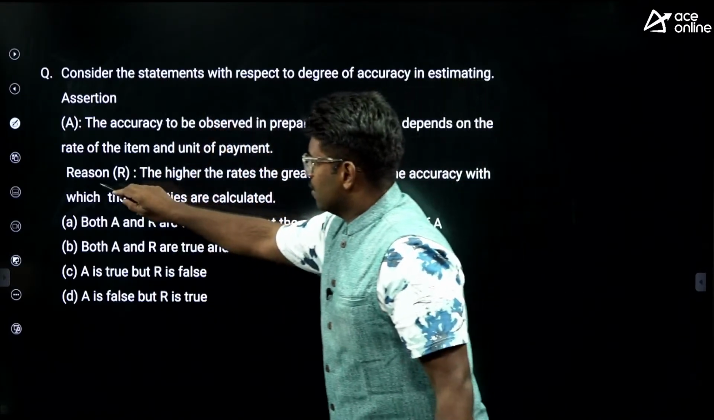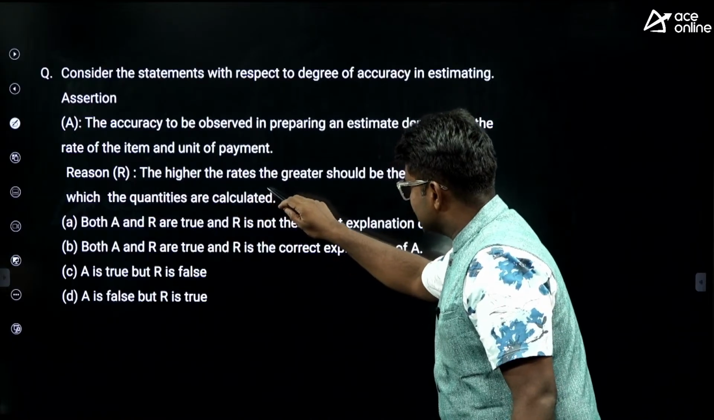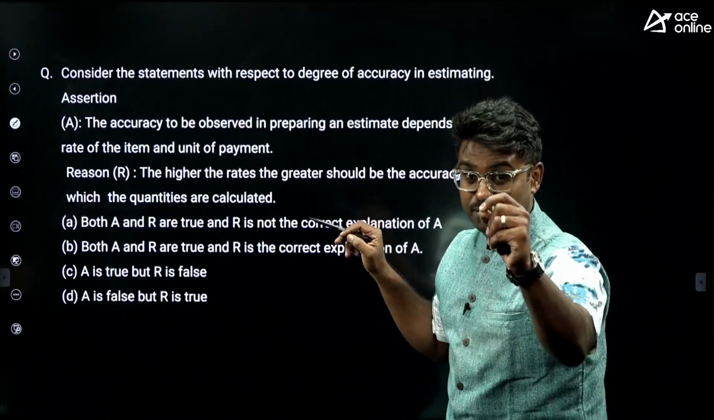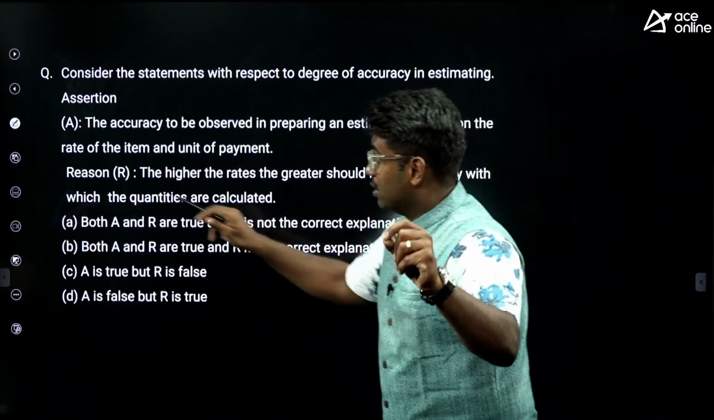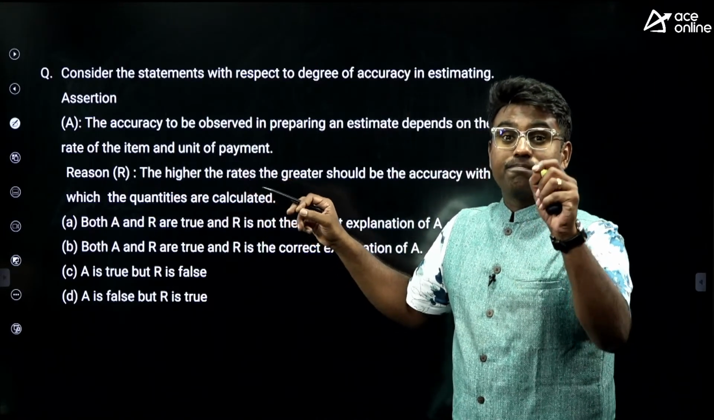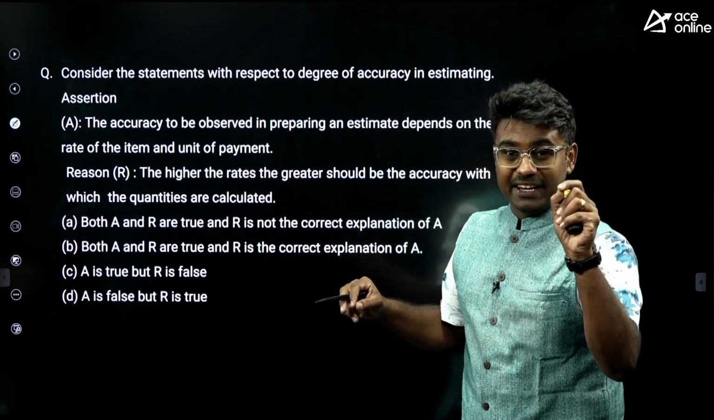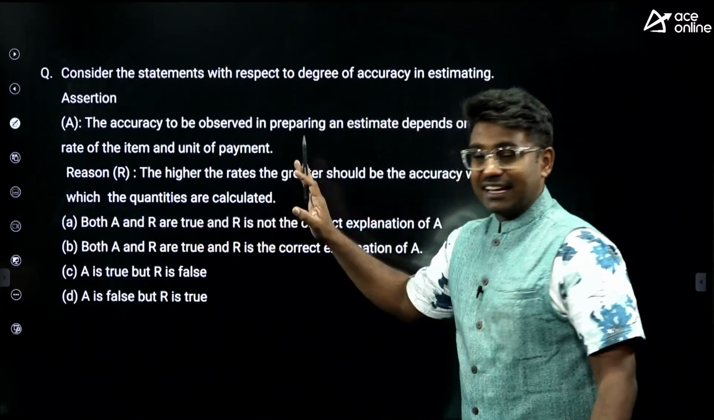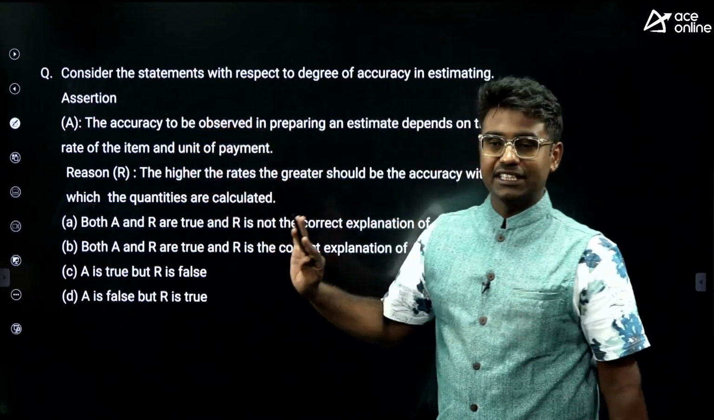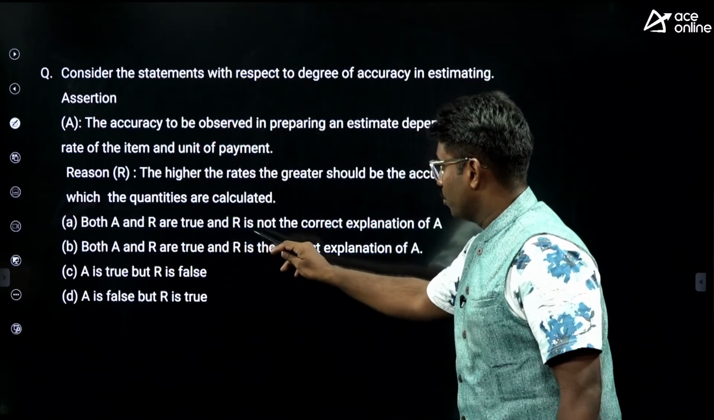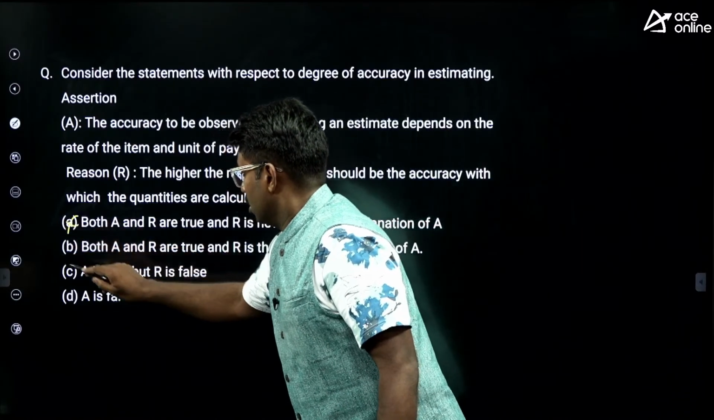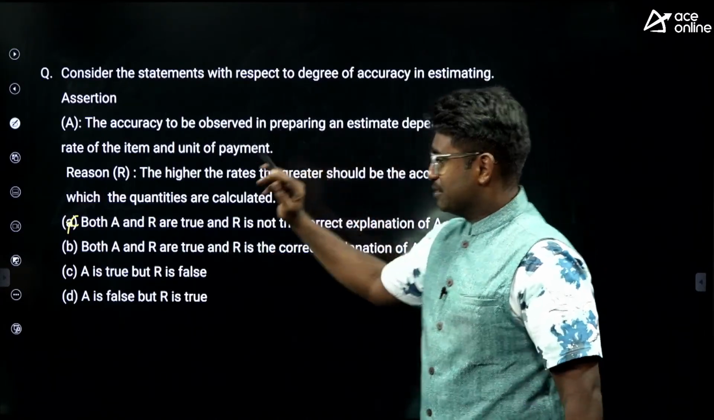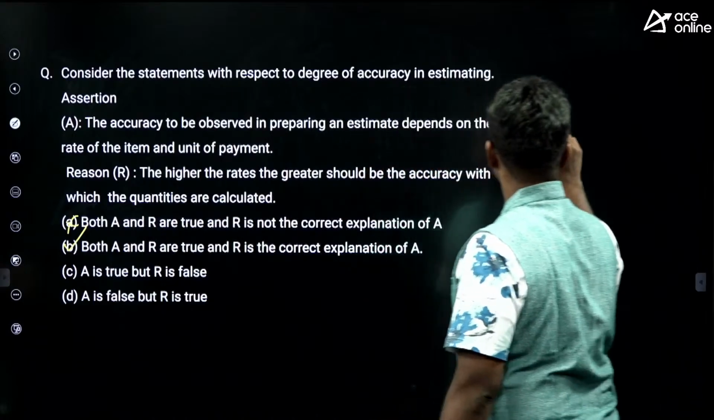This is right. The reason is, the higher the rates, the greater should be the accuracy. As I've told you, accuracy has to be maintained per rate of item and unit of payment. Accuracy has to be maintained depending on the type of work for which the quantities are calculated. This is the proper reason for that. So both A and R are true, and R is a correct explanation for A. Answer is B.